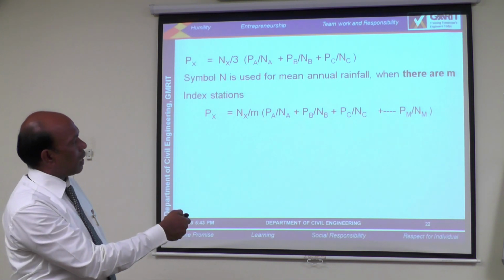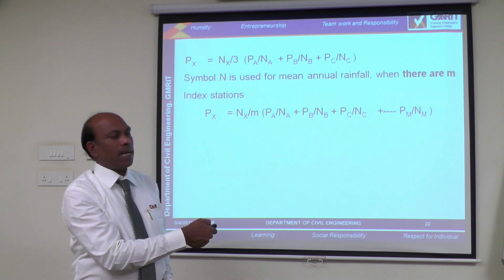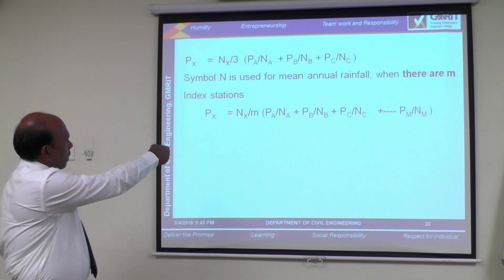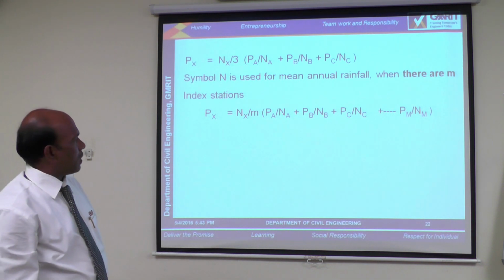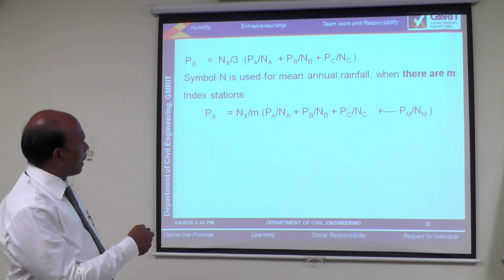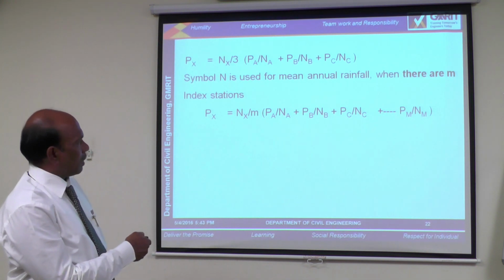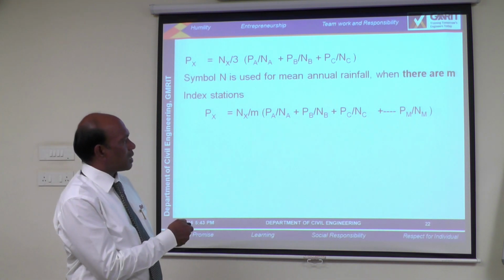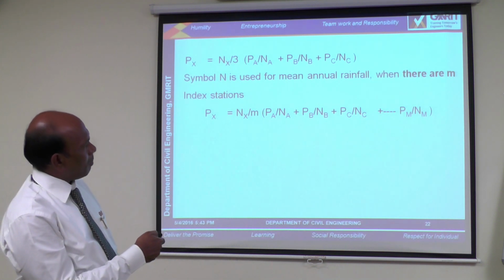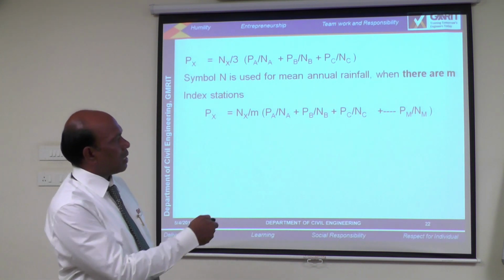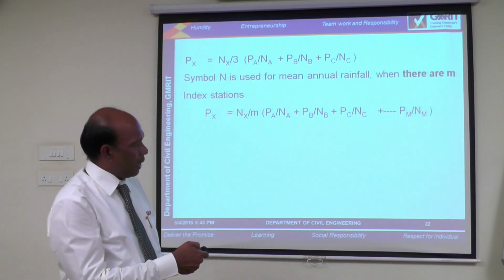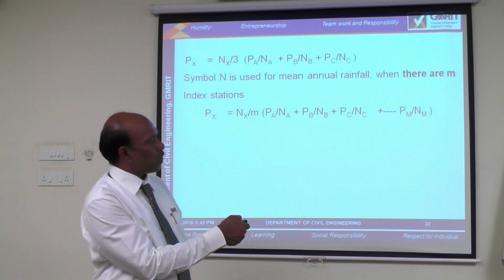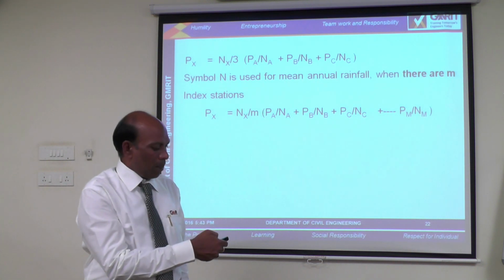Here we have only three adjacent rain gauges or index rain gauges. If there are M rain gauges existing on a particular catchment area, then this formula can be written as Px, the missing rainfall data at station X, equal to Nx divided by M, where M is the number of index stations. Bracket begin, Pa by Na plus Pb by Nb plus Pc by Nc plus and so on up to Pm divided by Nm. Pm represents the precipitation of station M, and Nm represents the mean annual rainfall of station M.